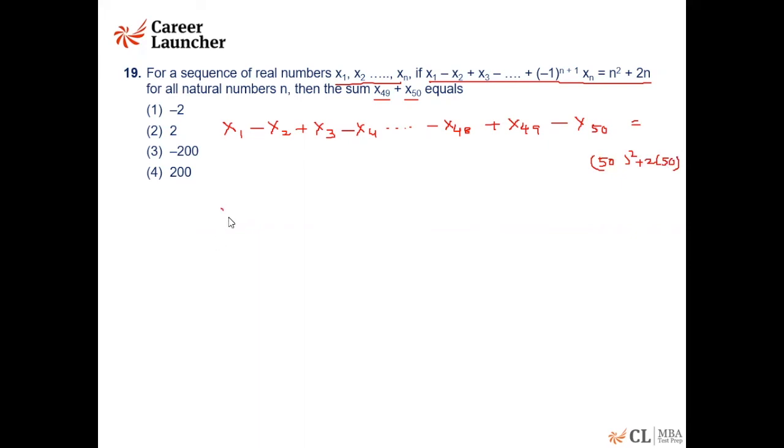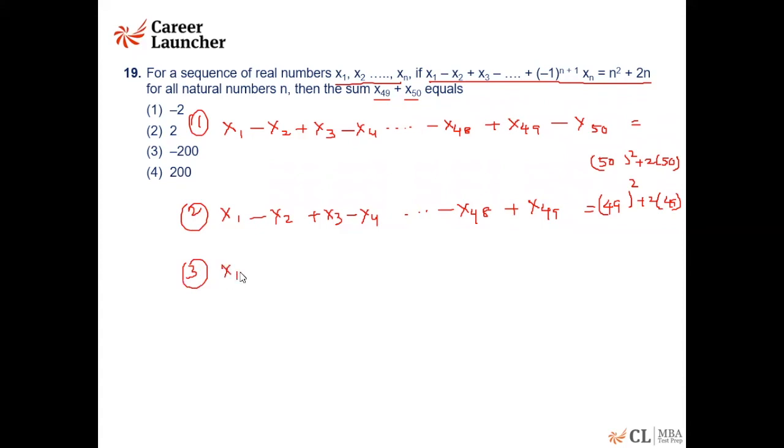We also have n going till 49. So I'll get x1 minus x2 plus x3, and so on, minus x48 plus x49, which is equal to 49 squared plus 2 into 49. So this is equation 1, equation 2. Equation 3 is x1 minus x2 plus x3, and so on till minus x48, which must be equal to 48 squared plus 2 into 48. So how do I get x50?